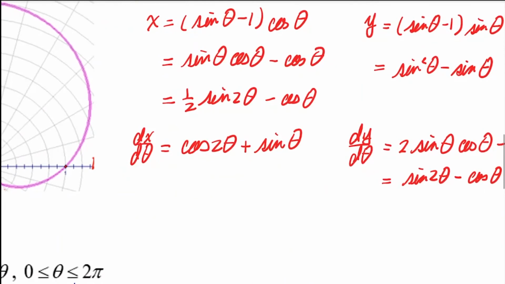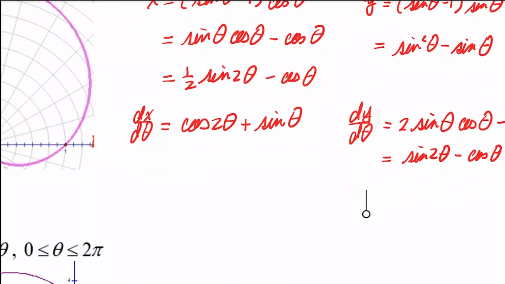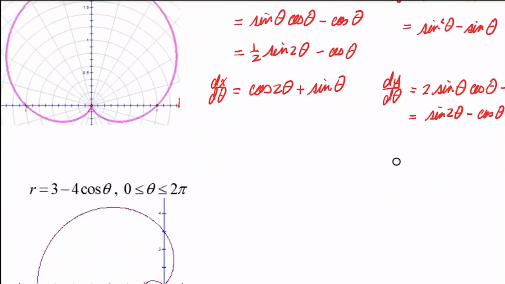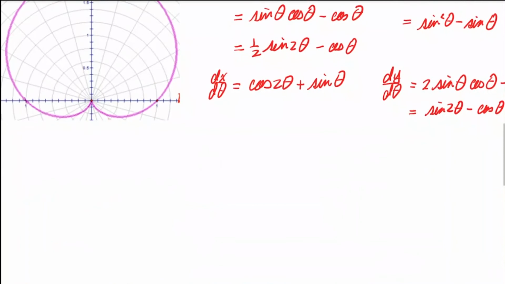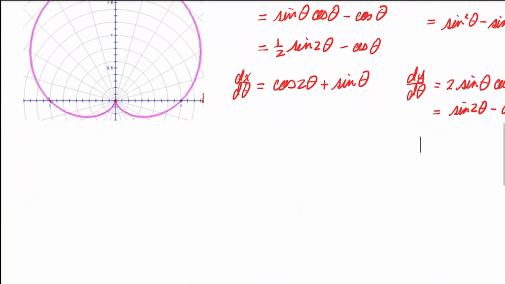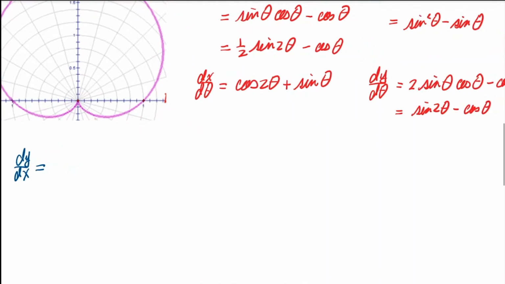Okay, so dy over dx, we can write it if you want to, but we don't have to. Let me push this thing down a little bit. Okay, so for your information, dy over dx, I'm going to write it over here in a different color. Dy over dx here is this thingy over this thingy. So we have sine 2 theta minus cosine theta over cosine 2 theta plus sine theta.